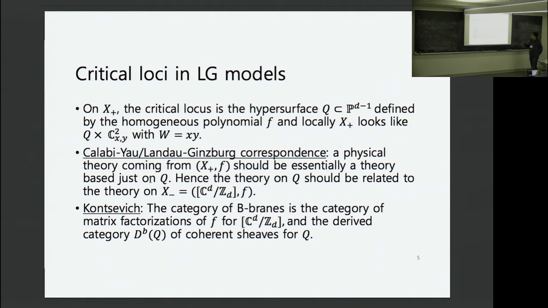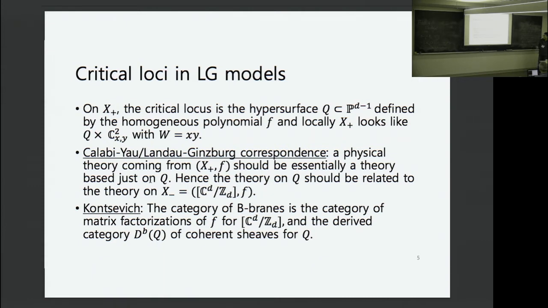So, right, and then the normal bundle of this hypersurface in P^{D-1} is exactly the line bundle of degree D. And X plus is the canonical line bundle, so it's a line bundle of degree minus D over the projective space, right? So the normal bundle to Q and the canonical line bundle are dual line bundles. And if you look at a point in Q, X plus locally looks like Q times C^2, and the function W is now just X times Y, the pairing of dual vector spaces.